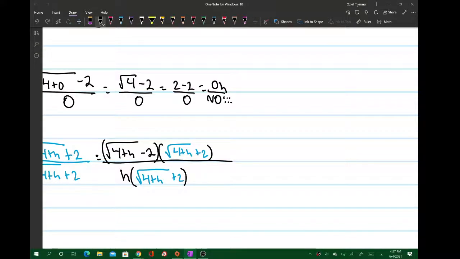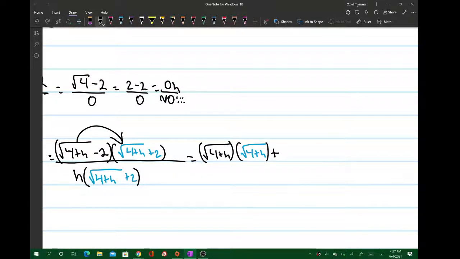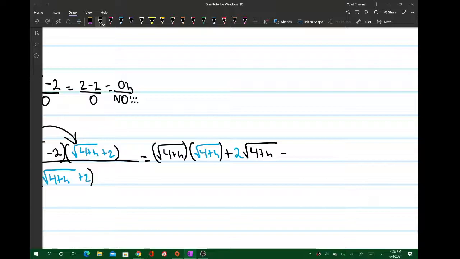So again, you're going to say this is the square root of 4 plus h times the square root of 4 plus h, and then plus 2 times the square root of 4 plus h, times the square root of 4 plus h, and then minus 2 times the square root of 4 plus h, and then minus 2 times 2.